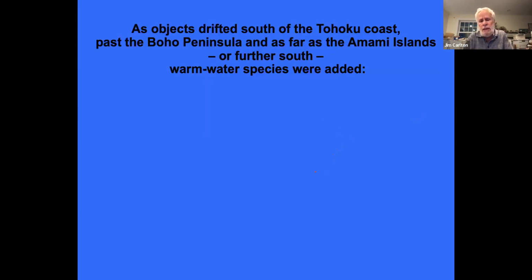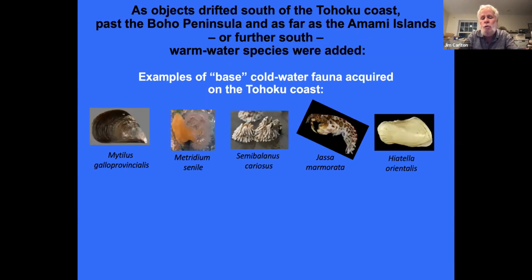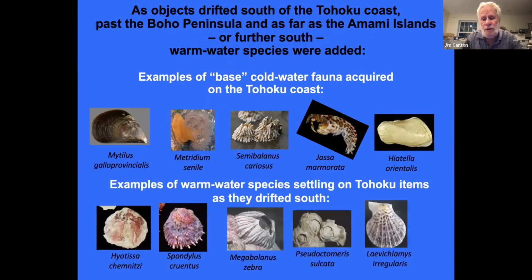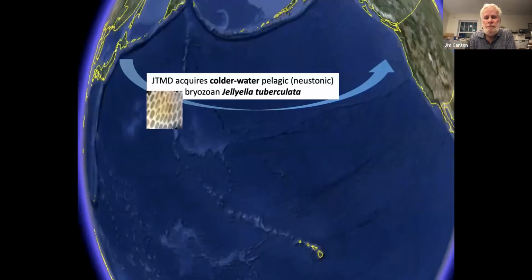And interestingly enough, we could tell a little bit about where those objects were, again, using the species aboard. As the objects drifted south, some of them went into southern Japan, some as far down into the South China Sea. Here were some of the cold water species that were on these objects when they began, and settling on top of those were warm water species that told us that the track of some of this debris had taken a little turn down to the south, picked up some warmer biota before being re-engaged by the Kuroshio current and moving back to the east and north.